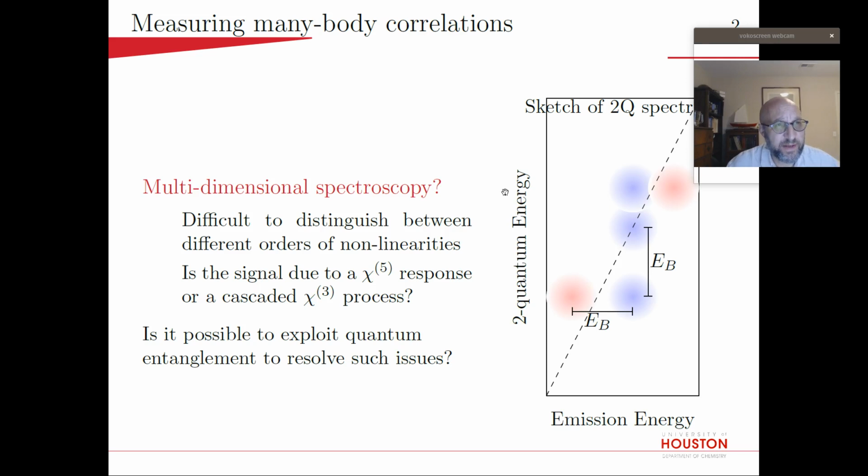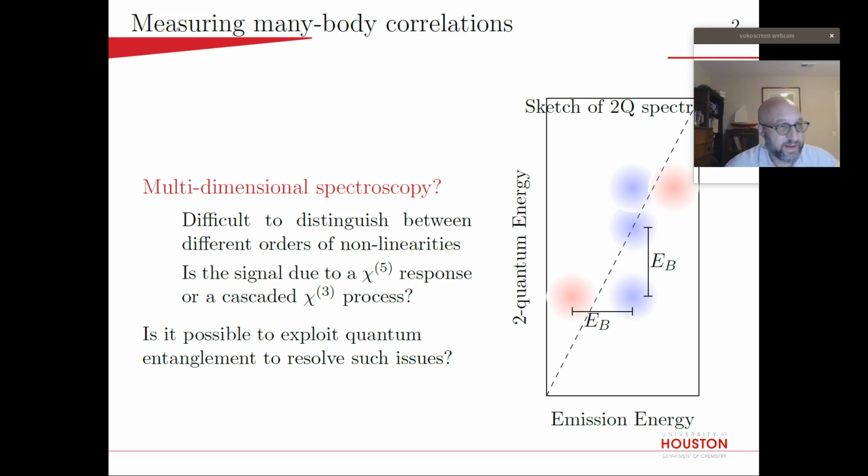In multidimensional spectroscopy, one of the difficulties you encounter is that it's difficult to distinguish between different orders of nonlinearity, especially if there are cascade processes involved, and this can lead to confusion, and has led to a lot of confusion historically in understanding what exactly the signal is that you're trying to measure.